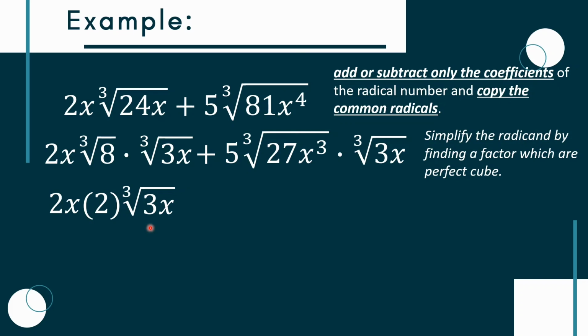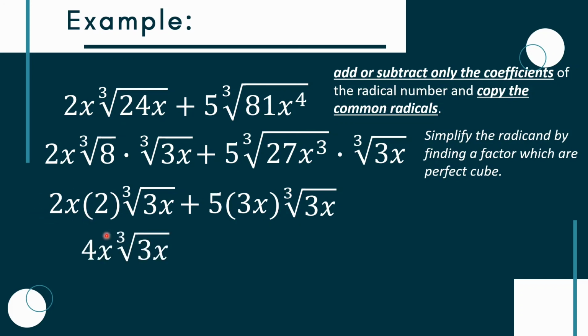Now, plus. Okay, what is cube root of 27? Sabi ko nga sa inyo, that is 3. How about cube root of x cube? That is x. Okay, so we have 5 times 3x. Pinagsama. Saan galing sa 3? Cube root of 27. Saan galing si x? Cube root of x cube. Then, copy again the simplified expression, which is cube root of 3x. Now, simplify na natin ulit. 2x times 2. Okay, we have 4x cube root of 3x. Plus, what is 5 times 3x? Okay, we have 15x. Then, copy again, cube root of 3x.